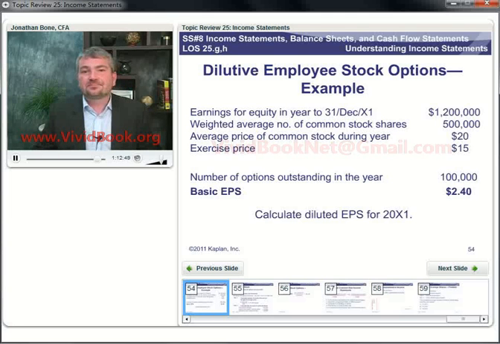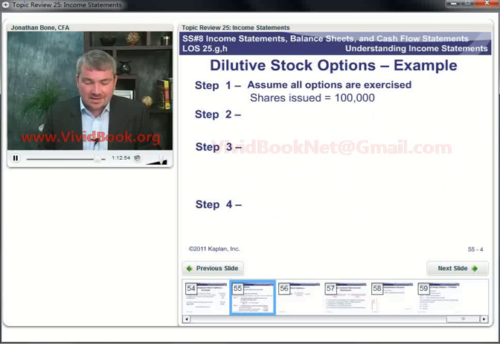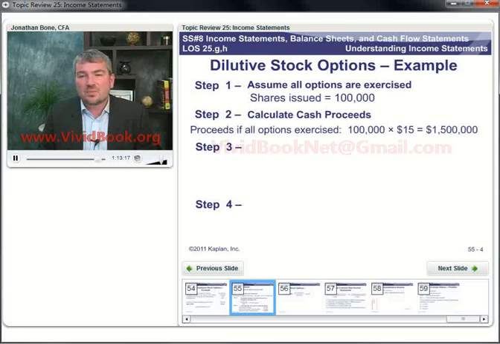So let's calculate it by going through our steps. Step 1, we look at essentially the number of shares that would be created if the options are exercised. So we're going to assume one option equals one share, so 100,000. Step 2 moves on and says, well, okay, what cash would be generated on the exercise? Remember, we're going to take the number of shares here times the strike price of $15. So 100,000 times 15, we would raise $1.5 million.